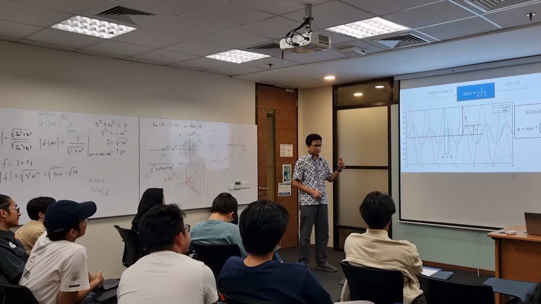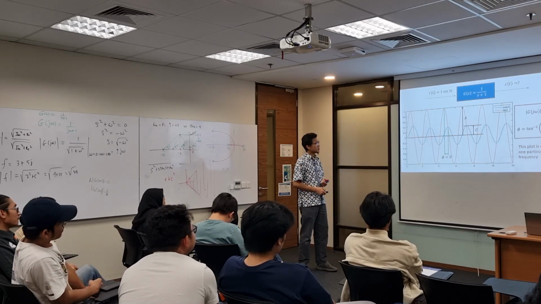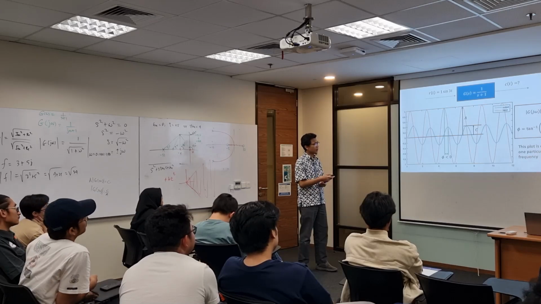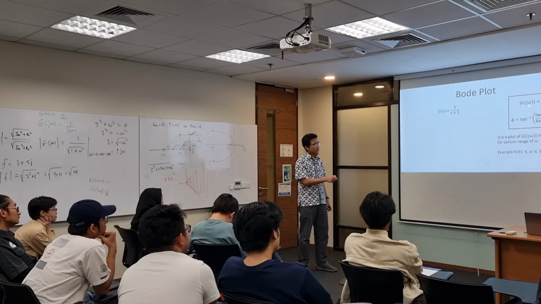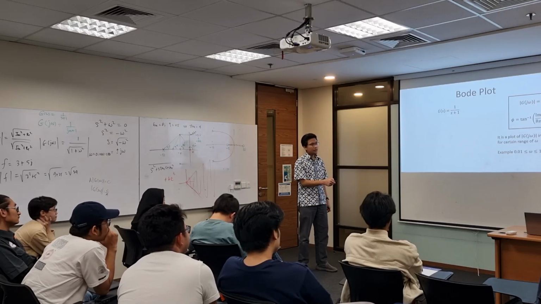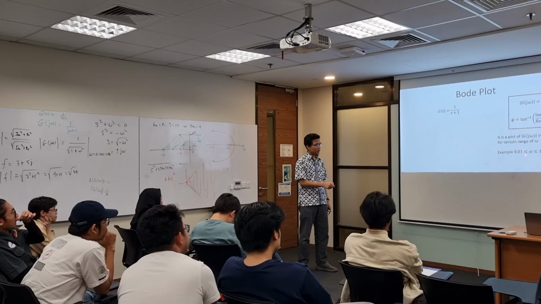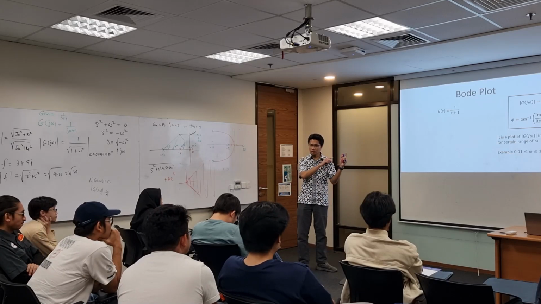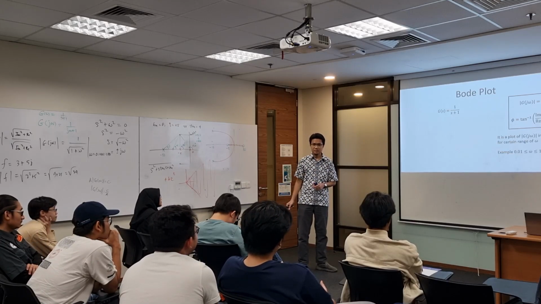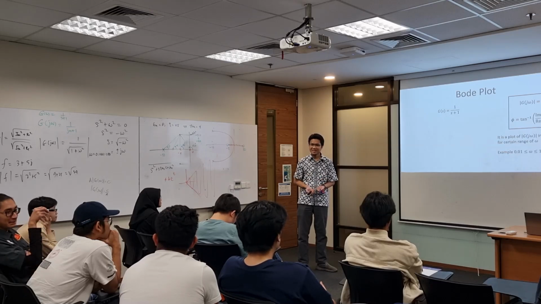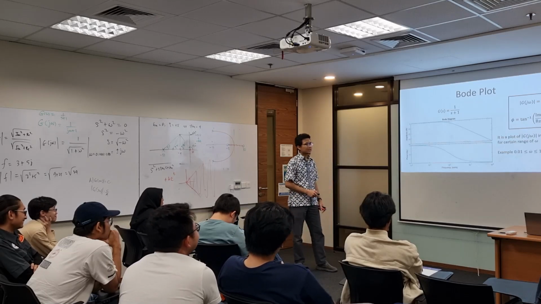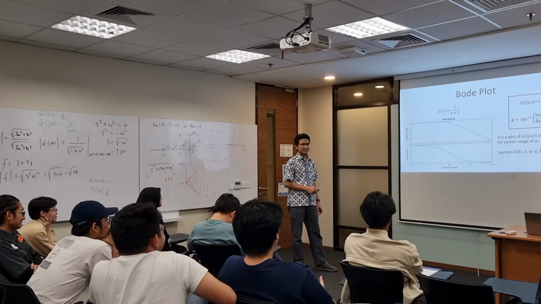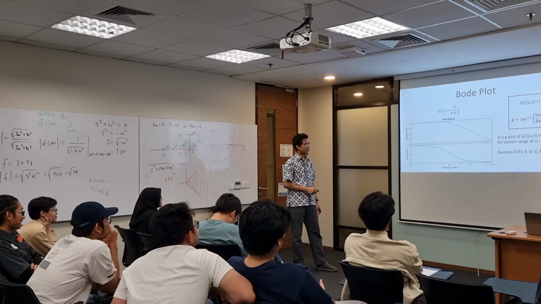Now I will give an example. This plot is only for one particular frequency. What if I plot G of j omega and also the phase for frequencies ranging from 0.01 up to 100? Then I plot it. Only one plot, but many points. So this is the result.